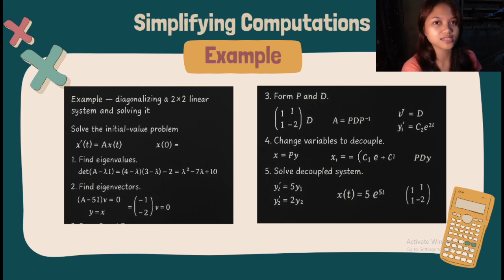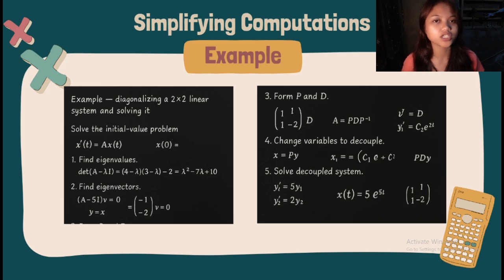So, next step is find eigenvectors. A minus 5I, v equals 0, y is equal to x. Negative 1, negative 2 is equal to 0. Number 3, form P and D. So we have here 1, 1, 1, negative 2. That is the P. A is equal to PDP raised to negative 1. So y1 is equal to c2 e raised to 2t.